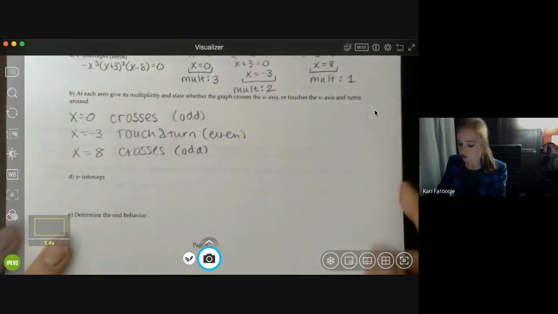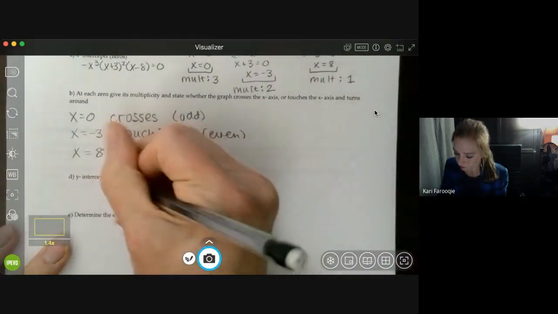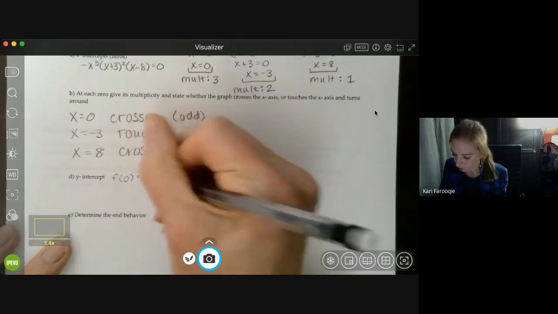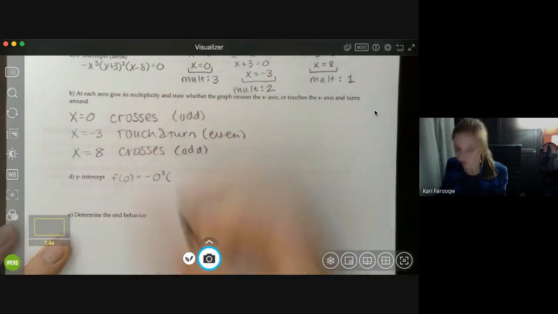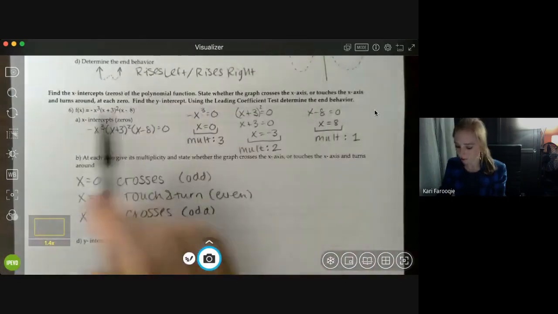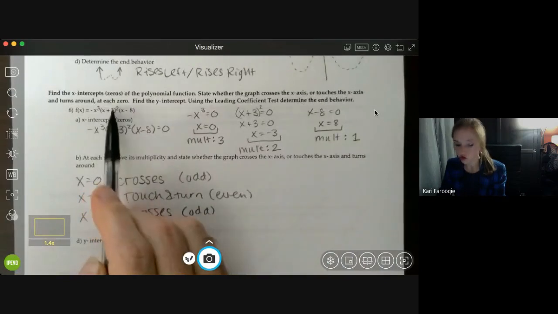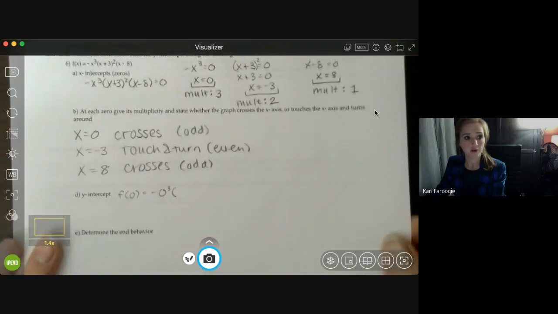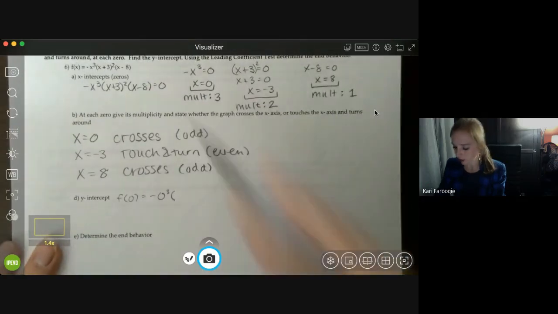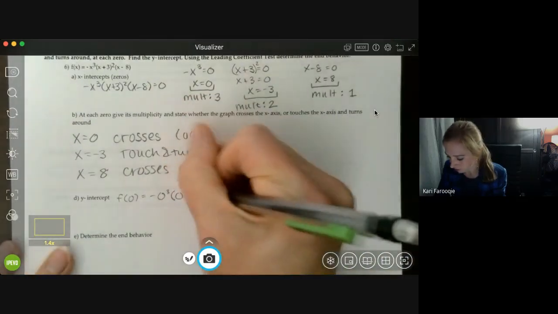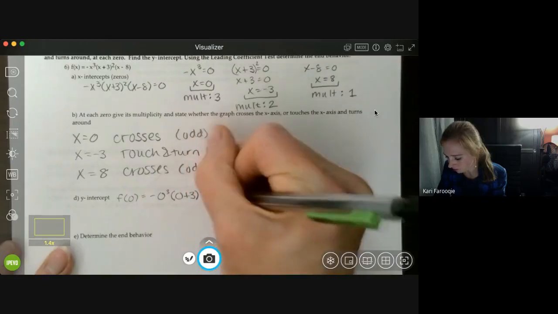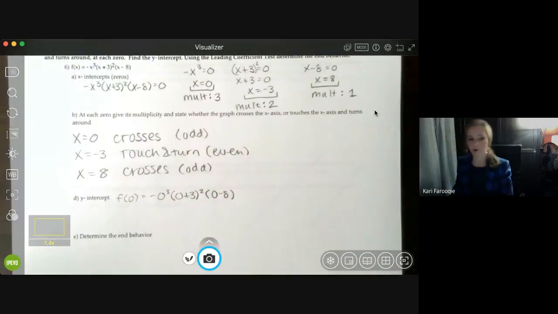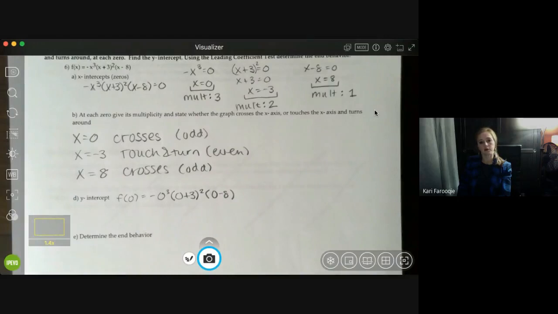For the y-intercept, again, you're finding f of 0. Be a little bit more careful here because even though, yes, you do have x involved in each term, it's not just x squared, it's x plus 3 squared. So when you substitute in 0 for x, you don't get 0. You get 0 plus 3 in this case, and 0 minus 8. So make sure you're actually evaluating f of 0.